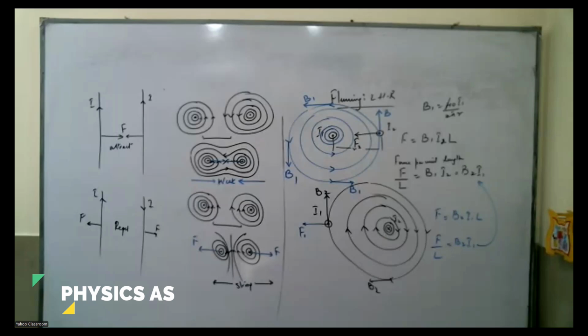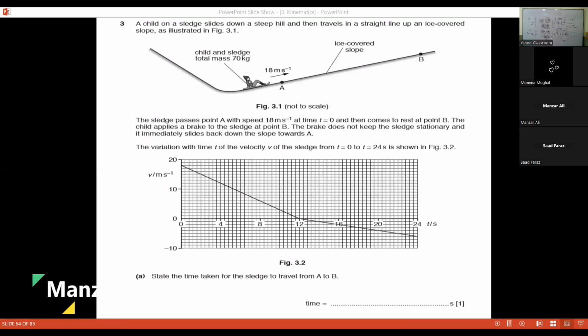So last time, हमने जो क्वेश्चन किया था, हम उसी से आगे proceed करेंगे. It says that we have a child on a sledge and he's moving upwards with a speed of 18 meters per second. He goes to a maximum height, stops at point B, and then he moves back.